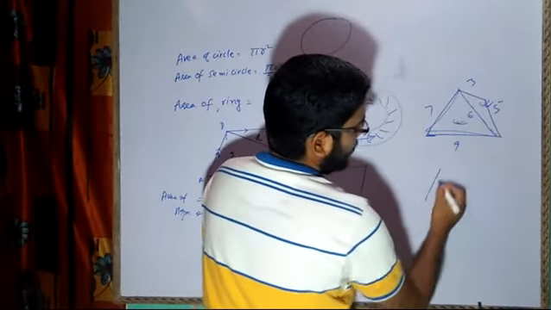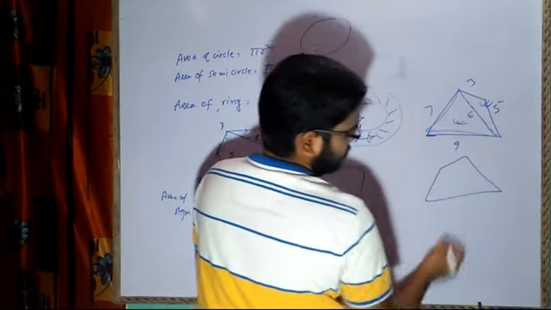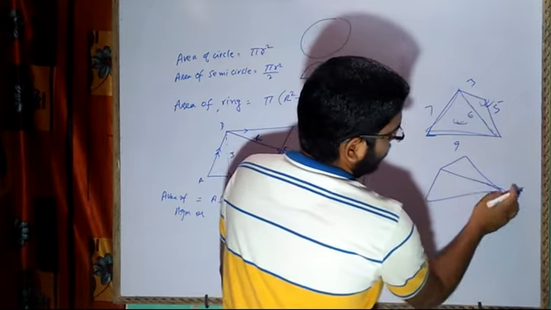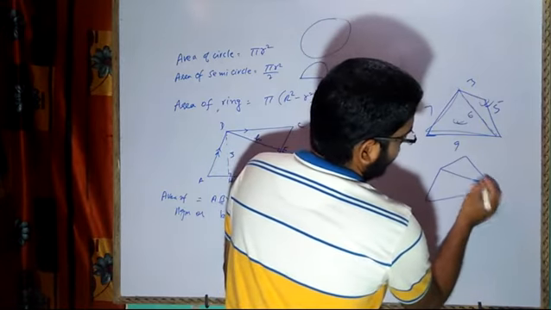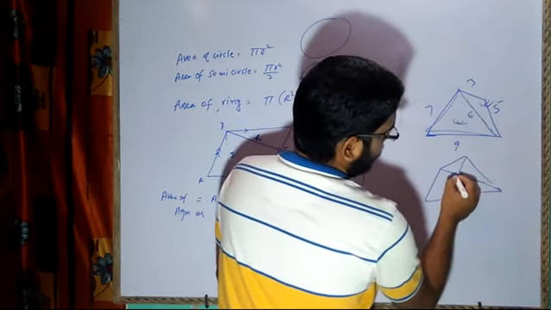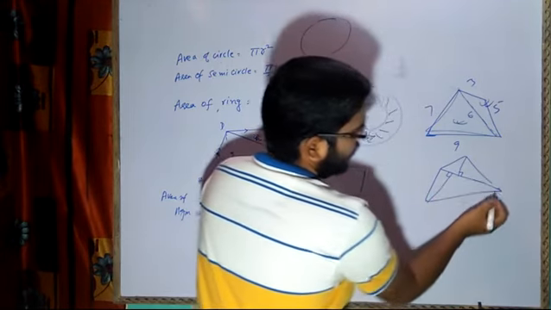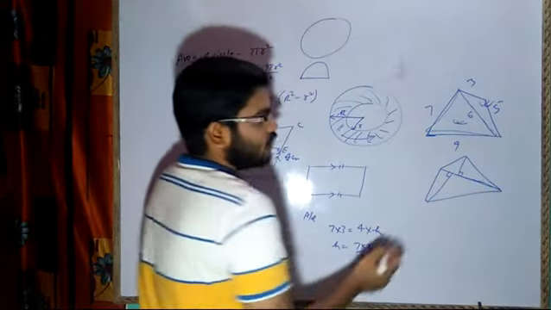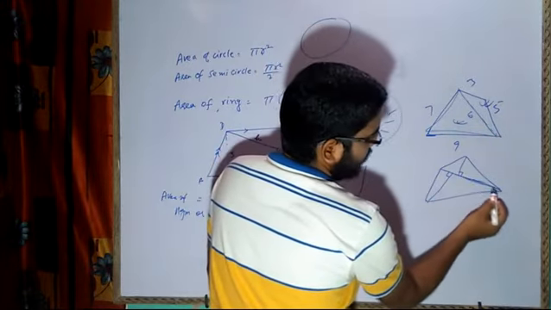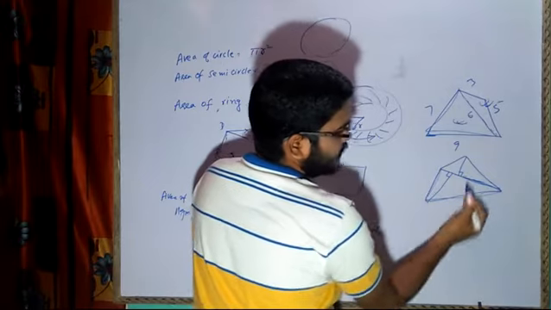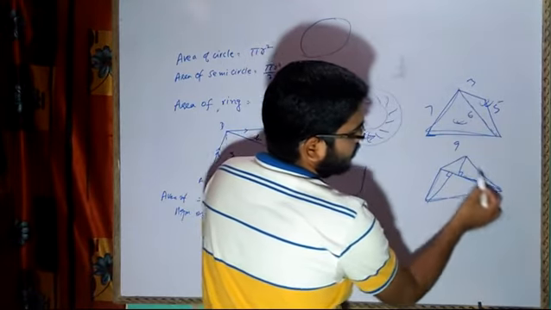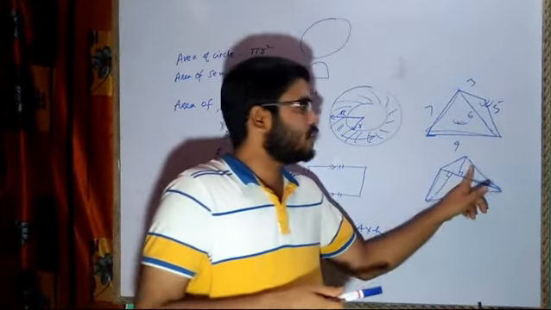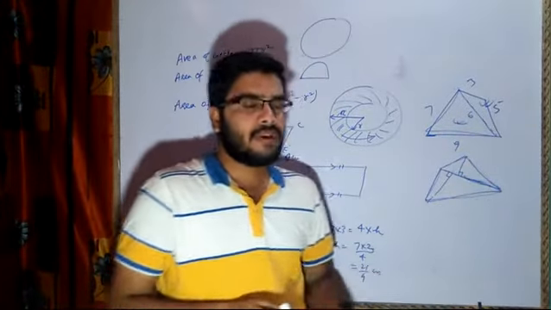Now another figure they may give, like a quadrilateral with perpendiculars drawn. They have drawn the perpendiculars and they have given the length of these lines. So how do we calculate? We will use the area of triangle formula, half into base into height. Again here we are seeing two triangles, so we can find the area of this triangle and then add the other.